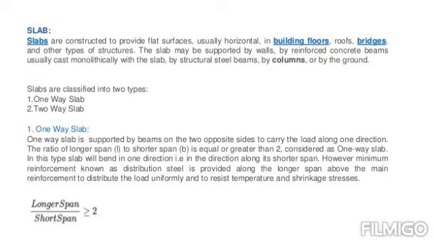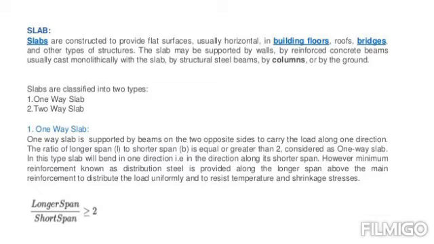Slabs are constructed to provide flat surfaces, usually horizontal, in building floors, roofs, bridges, and other types of structures. The slab may be supported by walls, by reinforced concrete beams, usually cast monolithically with the slab, by structural steel beams, by columns or by ground. Slabs are classified into two types, one-way slab and two-way slab. So what is a one-way slab?